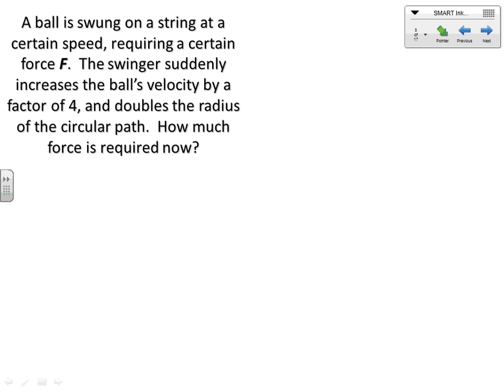Now, let's see. We increase the ball's velocity by a factor of 4. Well, how much force is required now? That would increase the force by a factor of 4 squared, or 16. But here we also double the radius. Well, doubling the radius would give us half the force. So you combine these and we get a total force required now of 8F.